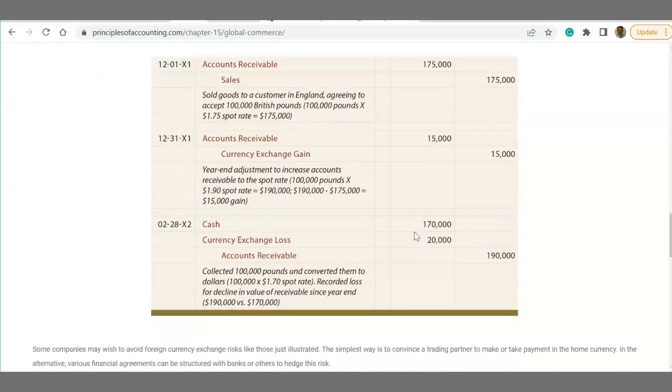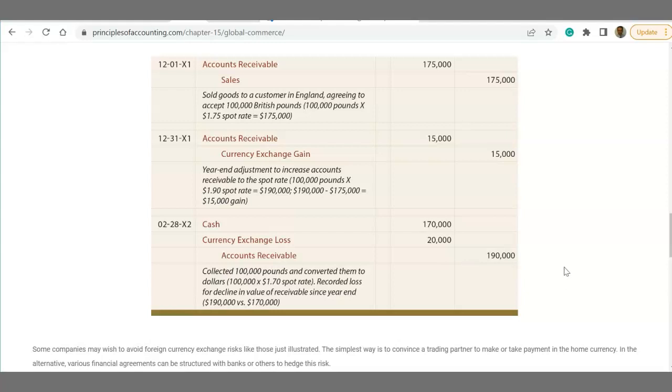And let's say 2 months later, you receive the cash for $170,000, and currency exchange is down. The spot rate went down to $1.70, and $1.70 times 100,000 pounds is just $170,000 cash that you're going to receive. So at that moment, you have a currency exchange loss of $20,000 to recognize and accounts receivable of $190,000. That's one way to do it. There's another way also to do it, but this is still good enough for us just to know.